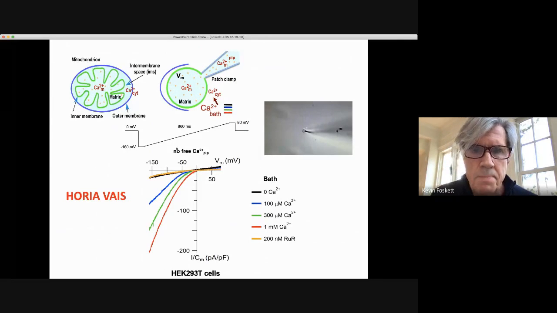And so here's just an example of that. We ramp the voltage from -160 inside the matrix to +80, and you can see inwardly rectifying currents that are dependent on the concentration of calcium in the extracellular medium and are all ruthenium red inhibited. So these currents are not observed in the absence of MCU in these cells. These are HEK cells. So these are MCU calcium currents.